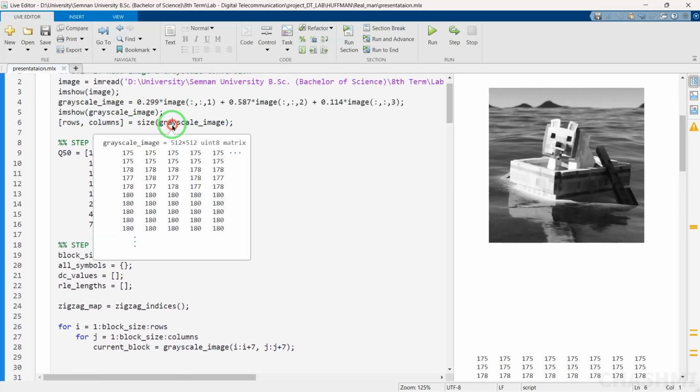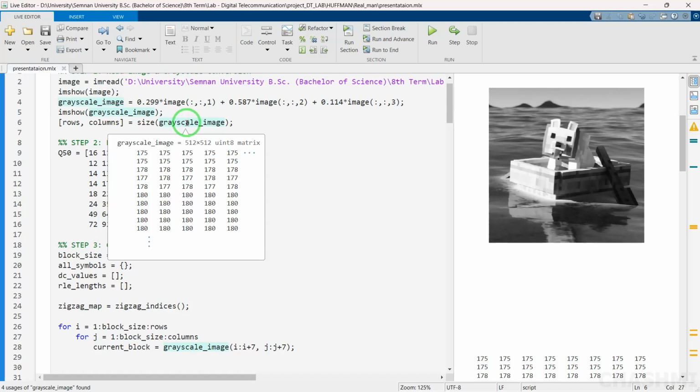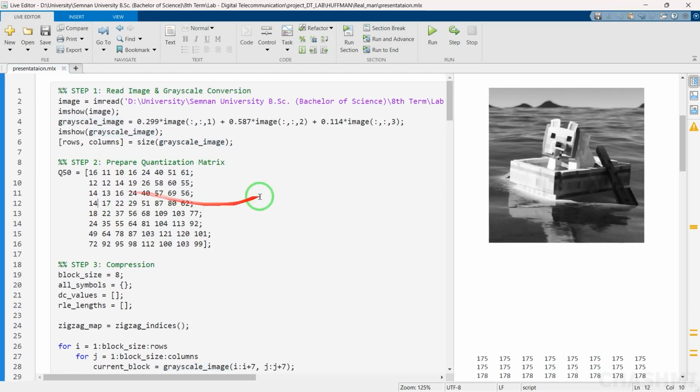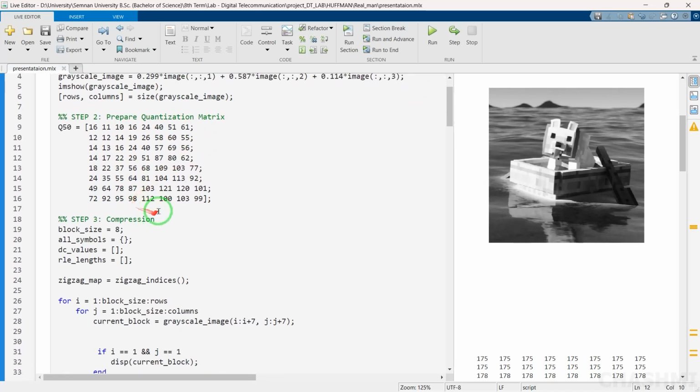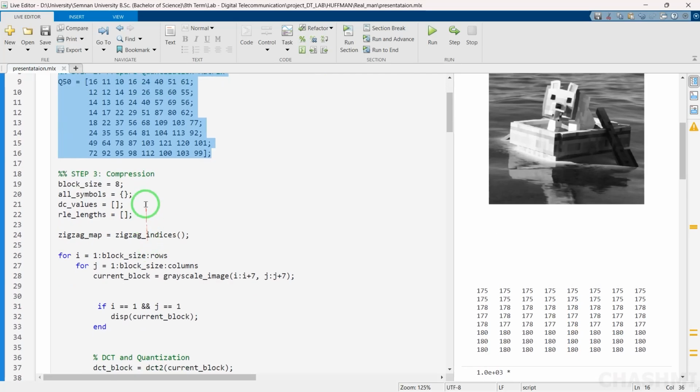For example, if it's 1 block, then it would be 8 by 8, but here the grayscale is all the blocks. So that would be all the 512 blocks. Alright, that was fast. I didn't expect that. Then later, this is a constant. We are going to discuss why this constant and why we are keeping it here.